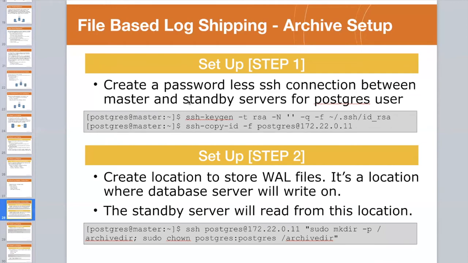These are basically the same steps that I just performed to create a passwordless SSH connection. The next step would be to create a location to store the WAL files. So this is the command that we are going to use to create a location on the standby server so that the primary server can write the WAL files there. In this setup, I am creating the mount on the standby server, but this location can be any mount point that is accessible to both master and standby server. All right, since we had already set up passwordless SSH connection, there was no need for it to ask for the password again.